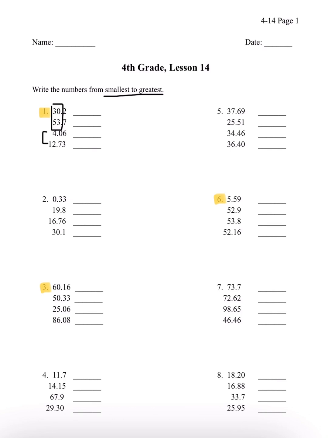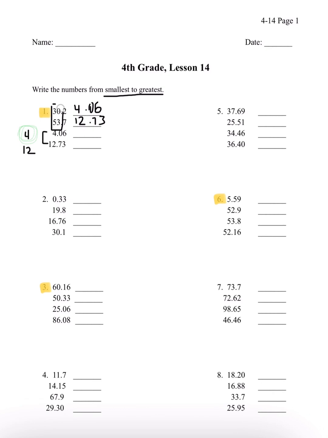12.73 and 4.06. If we just look at the number, not as a decimal, but just as a whole number, we have 4 and a 12. We know that a 4 is smaller than 12, so our smallest number is first going to be 4.06. After that, it's going to be the 12.73.